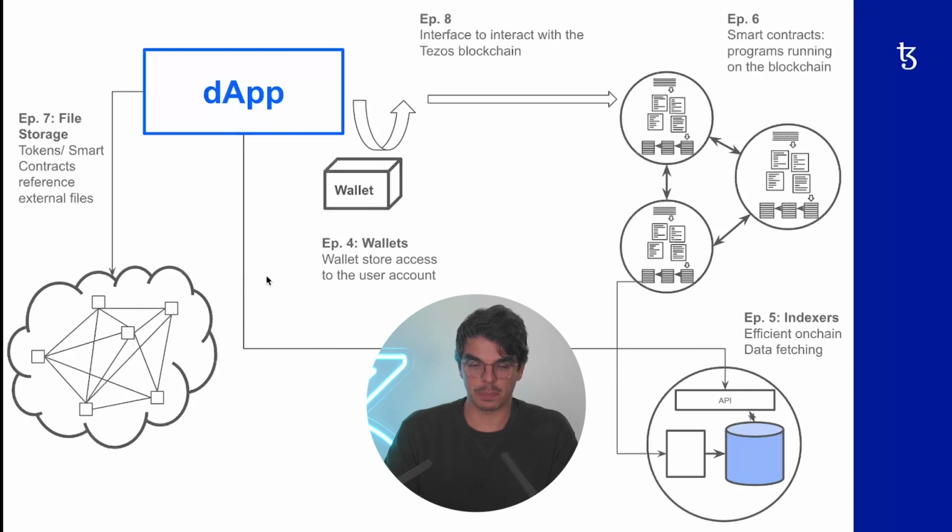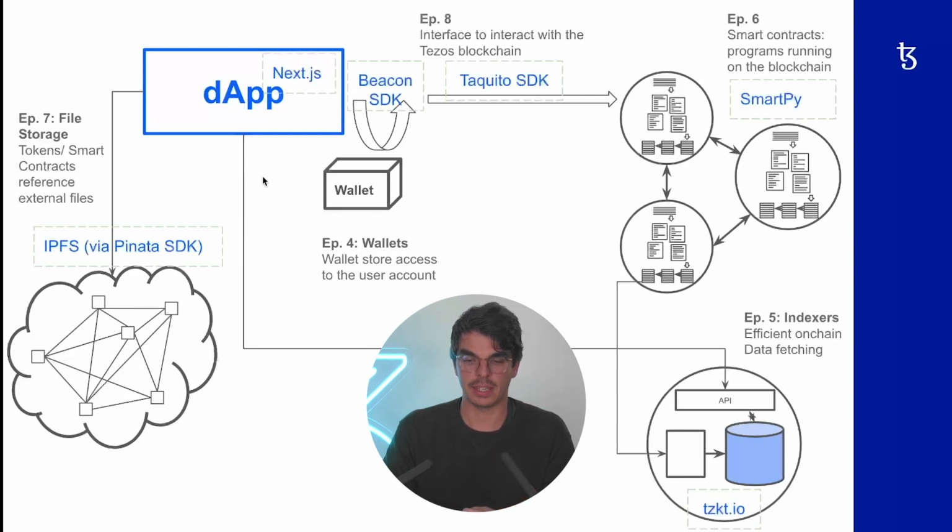And then the final part of the puzzle is that our dApp might use some kind of file storage. Maybe it has some images, some videos, or some configuration files, and it will read those through distributed file storage, for example, IPFS, and we're going to cover that in episode 7. So I'm now going to annotate these slides with the different SDKs, libraries, and services that we'll be using specifically for these components. So here they are.